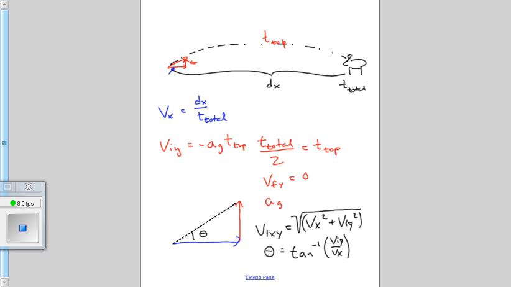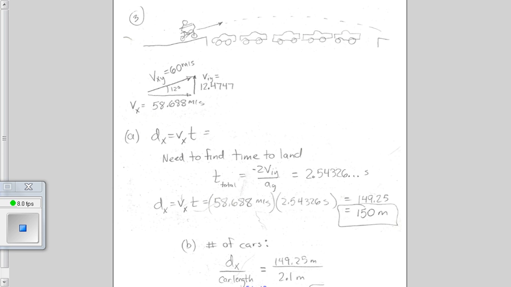Alright, let's take a look at problem number 3. In problem number 3, we've got a motorcyclist who's going to jump over a big row of cars, and our question is, how many cars? 1, 2, 3, well, how many is it? Of course it depends on how far he can jump. So we need to find dx, how far sideways he can go.